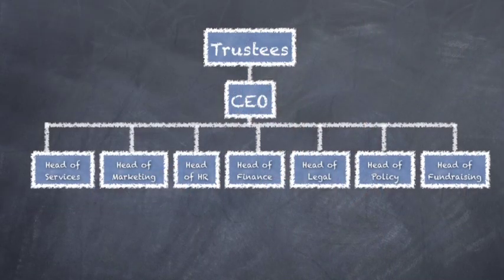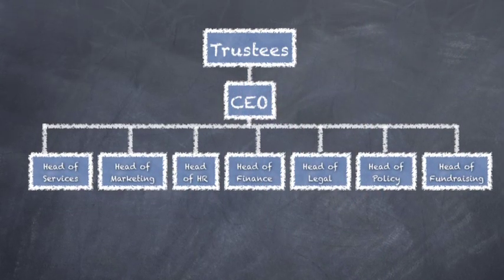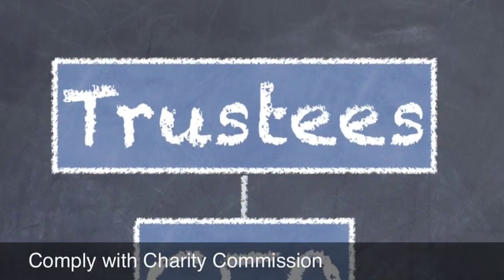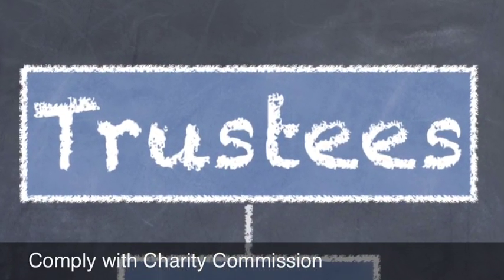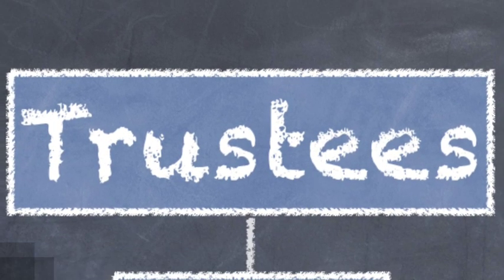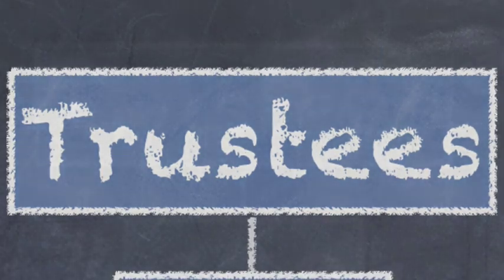Here's an example of a typical charity. Your trustees sit with responsibility to govern the charity. They're required by law to make sure the charity meets the criteria set by the Charity Commission, to make sure your accounts are submitted, and that you abide by charity law and do the best by your beneficiaries.